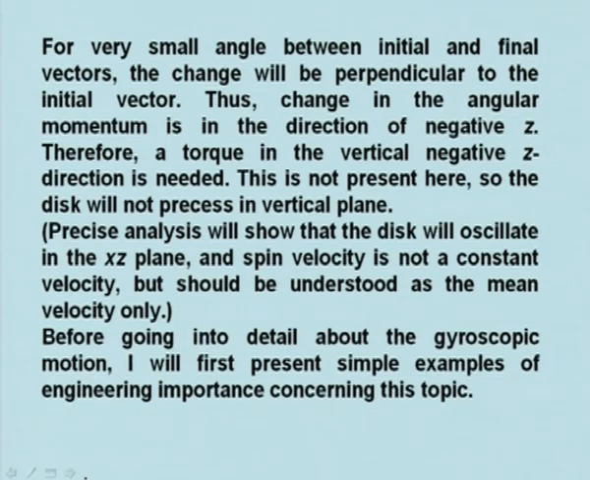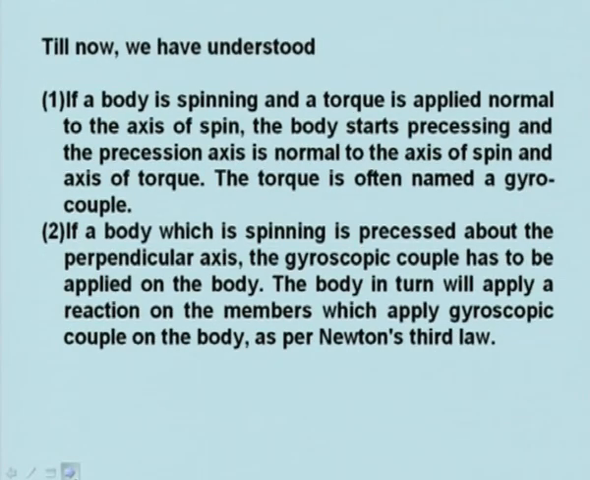Now, before going into detail about the gyroscopic motion, we will first present simple examples of engineering importance concerning this topic. We have understood that if a body is spinning and a torque is applied normal to the axis of spin, the body starts precessing, and the precession axis is normal to the axis of spin and axis of torque. This torque is often named the gyro couple.